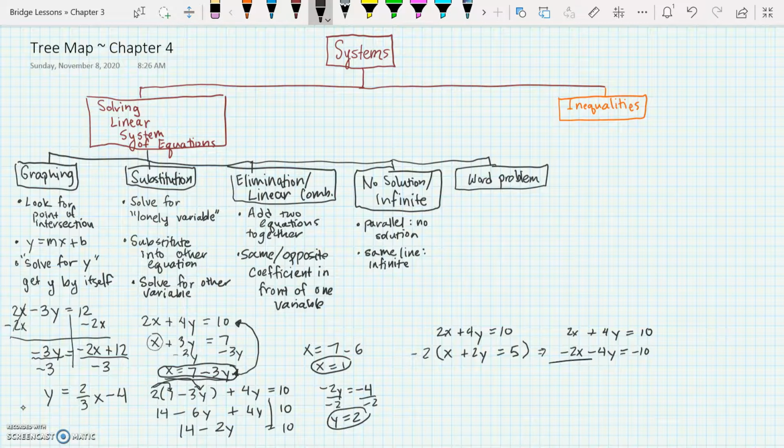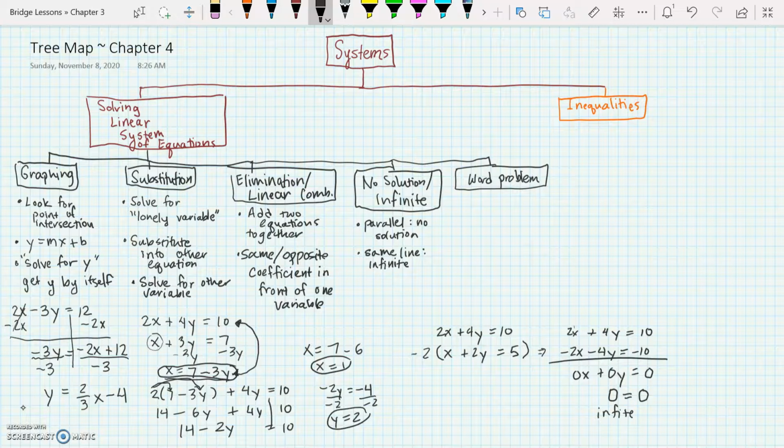And then when I add everything together, my x's drop out, so I have 0x. Oh, and look at this, my y's are also dropping out, so I have 0y equals 0. So I wound up with a very true statement. 0 is definitely equal to 0, but I don't have any x's or y's. What that means is that these are actually the same line. So this is infinite solutions.